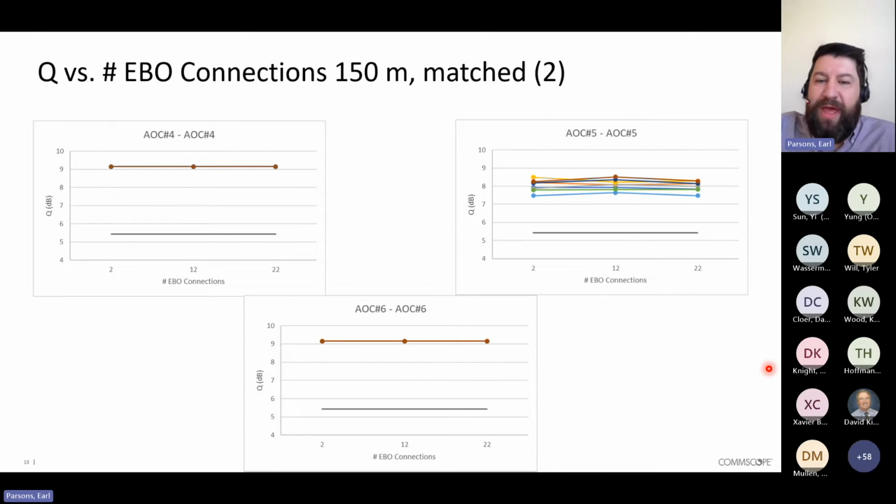And here are the results for the other AOCs. Here, all the lanes reported no errors, even when we have 22 connections in the path and we're going 150 meters plus. So very encouraging.